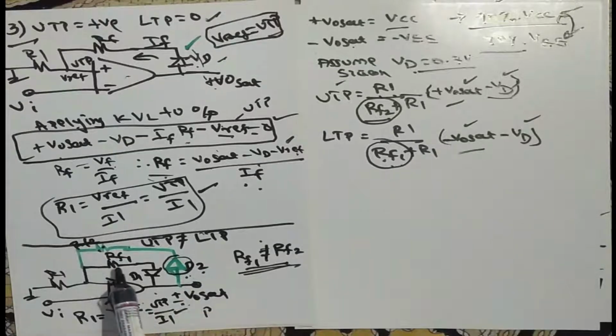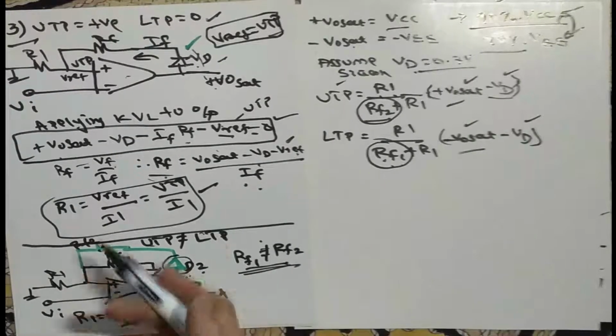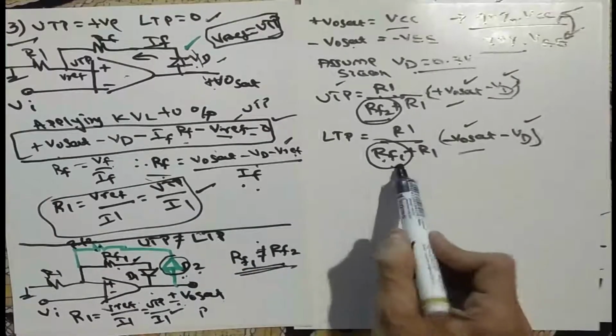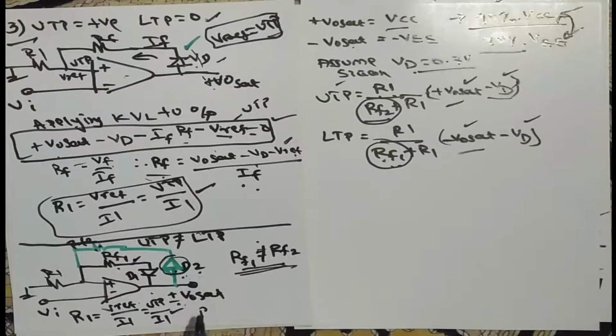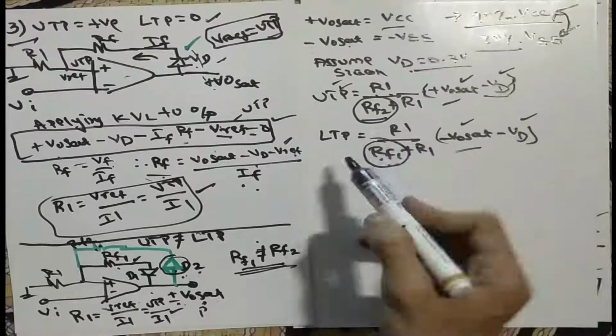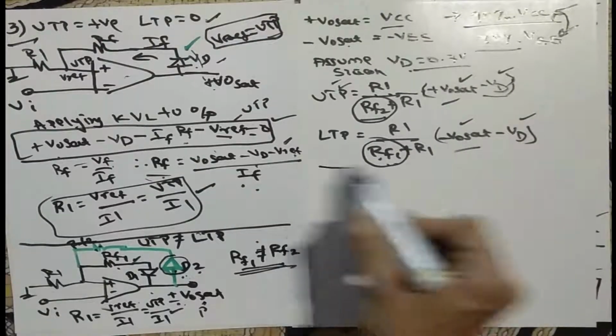You can take this one RF2 or RF1, R1, R2, R3, any name you can take, but when you are writing the equation, be careful. When the diode is forward biased to the +V0 saturation, that is UTP. When the diode is reverse biased, then that is negative, LTP. Okay, these are the equations.